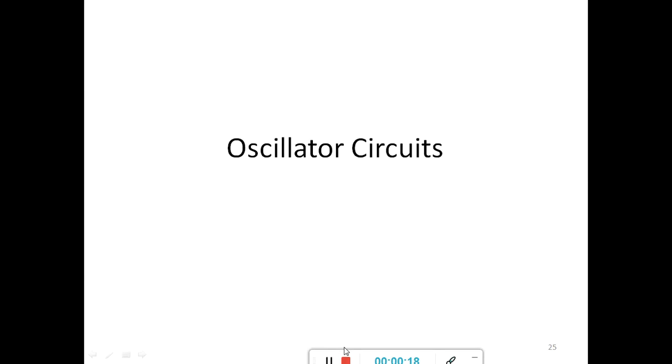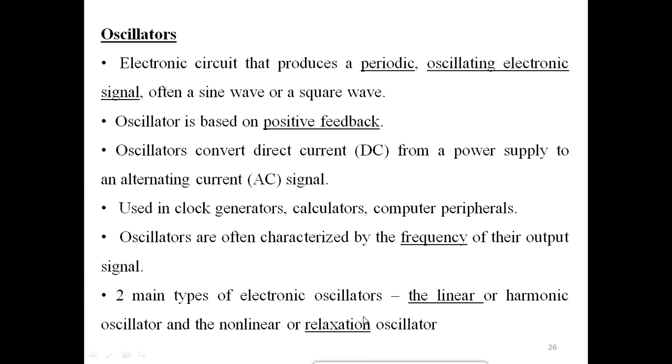Alright, so in the previous session we discussed the concept of an oscillator. We had seen that oscillators are mainly based on positive feedback. They produce periodic oscillating signals, most often of sine or square wave type. They are mainly used in clock generators, calculators and other computer peripherals.